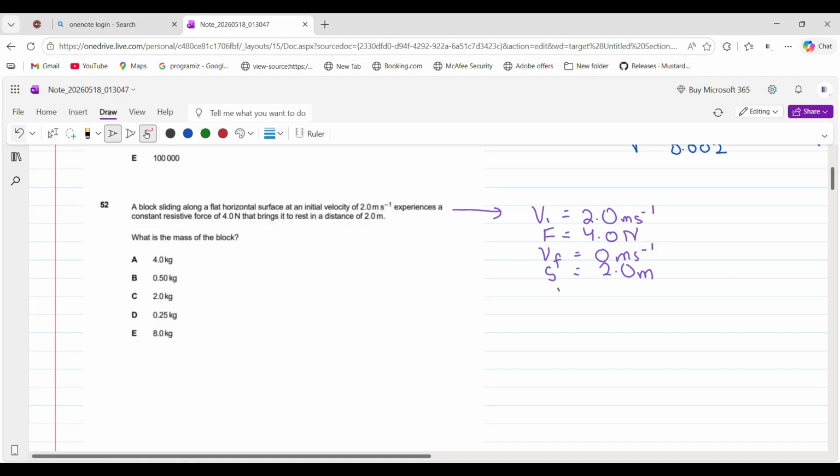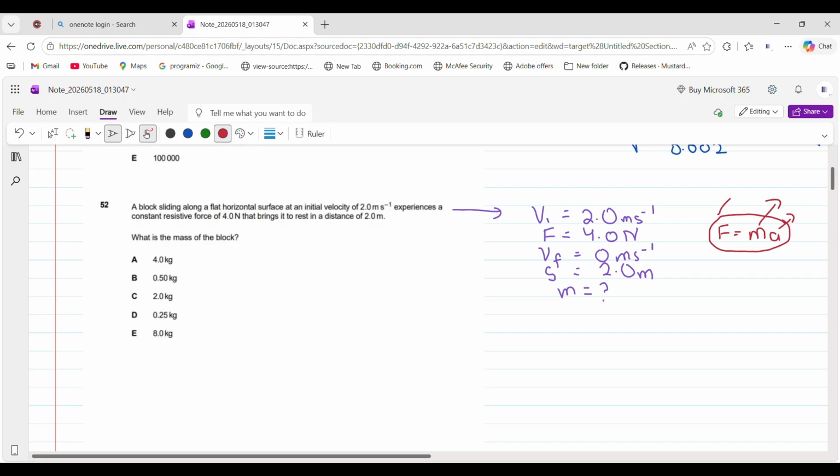What they have asked us to find is the mass of the block. So what are we required to find? We are required to find the mass of the block. The formula we have for force is F = ma, mass into acceleration. Now see, force is already given, mass they have asked to find, and acceleration is not given. So we need to find acceleration first.